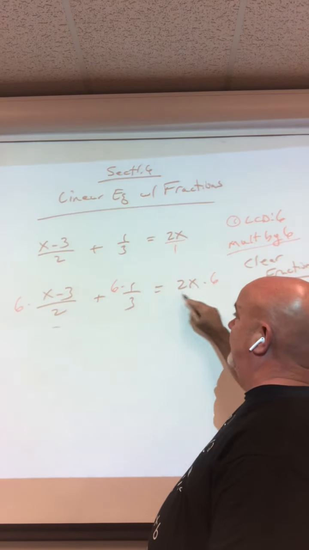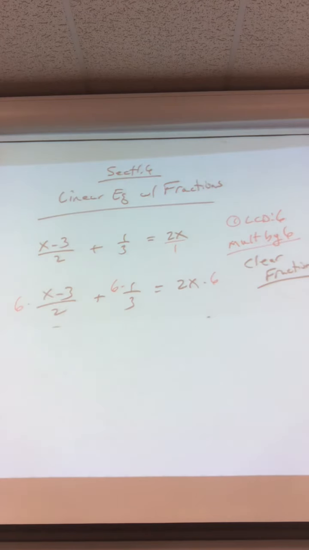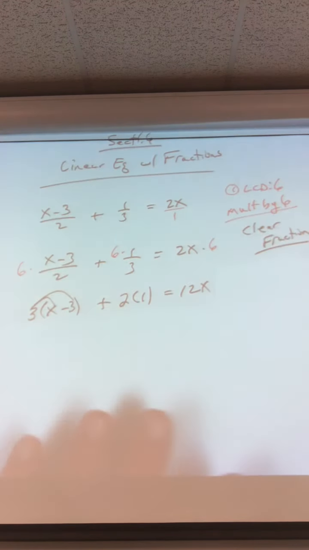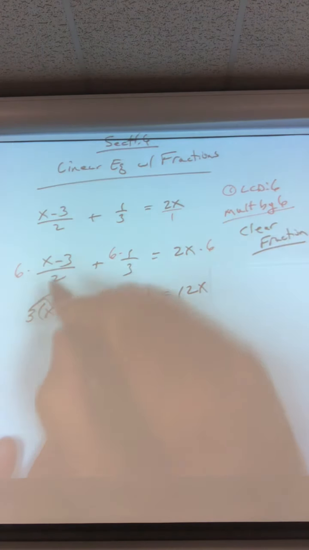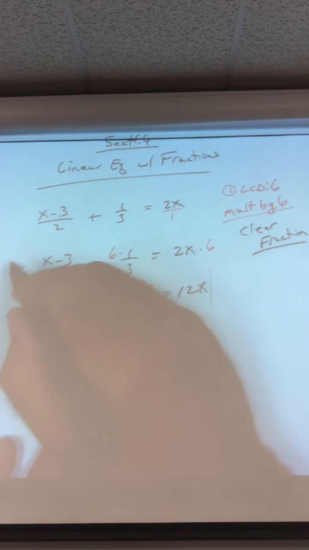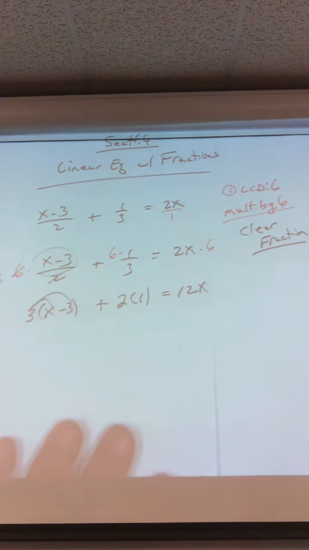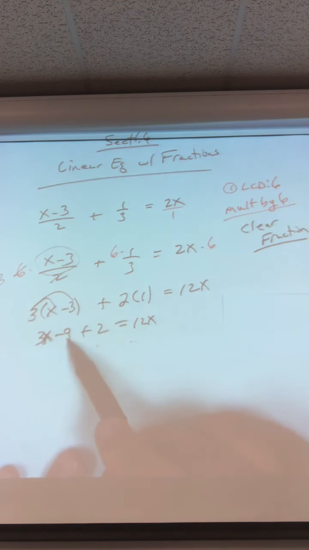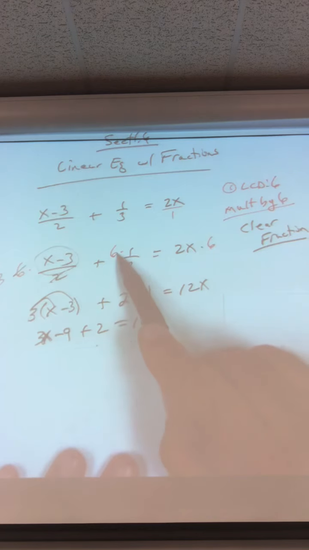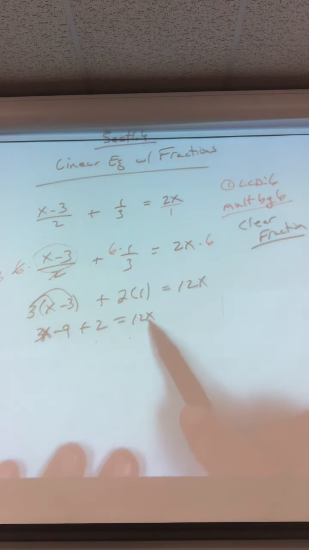There's no canceling over here. So 2 into 6 is 3. And then 3 into 6 is 2. But when you cancel this 2 into this 6, and it leaves 3, that 3 multiplies everything that's left. So that gives you 3x minus 9. And then this 3 into this 6 leaves 2. 2 times 1 is 2 equals 12x.